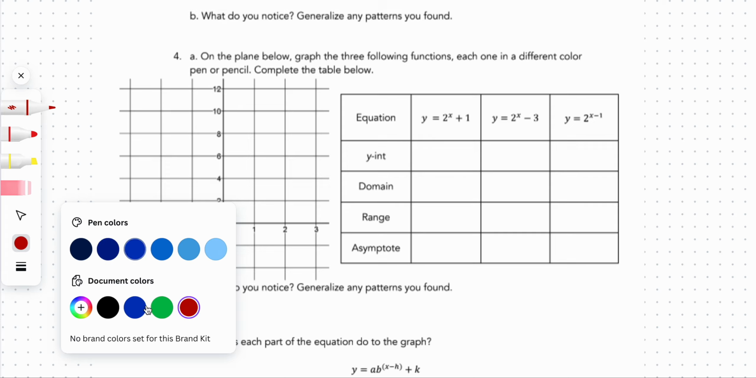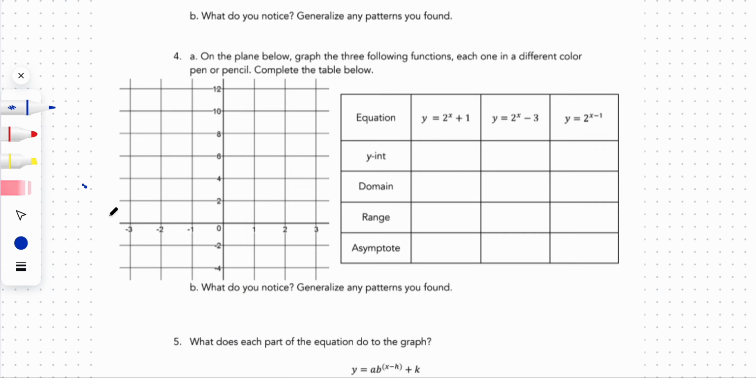Let's move on to this one. Okay, so y equals 2 to the x power plus 1. So we find the y-intercept by plugging 0 in for x. 2 to the 0th power is 1, and then 1 plus 1 is 2. So our y-intercept is 0, 2. Domain, all real numbers.